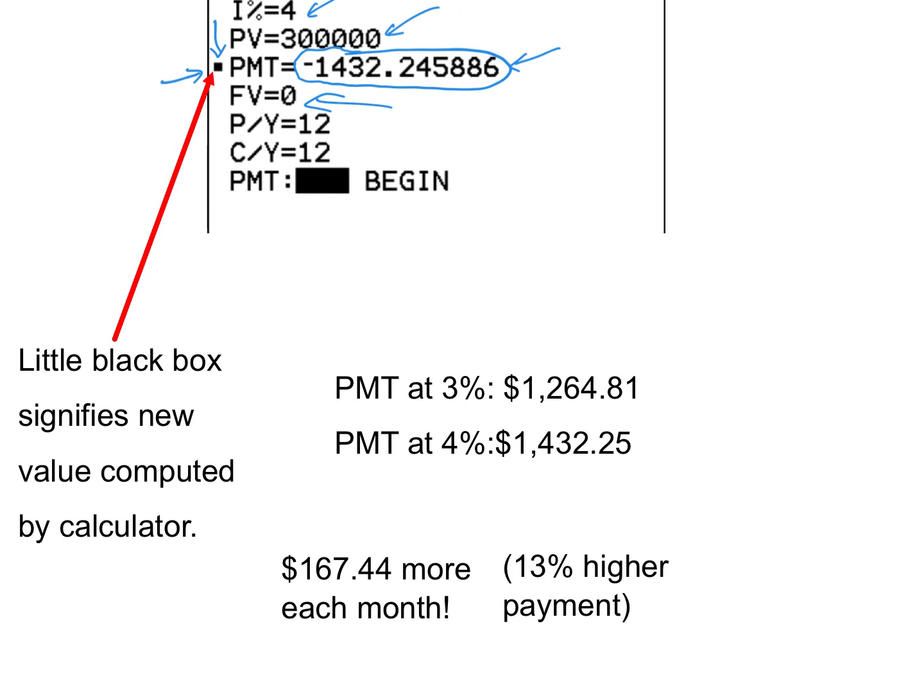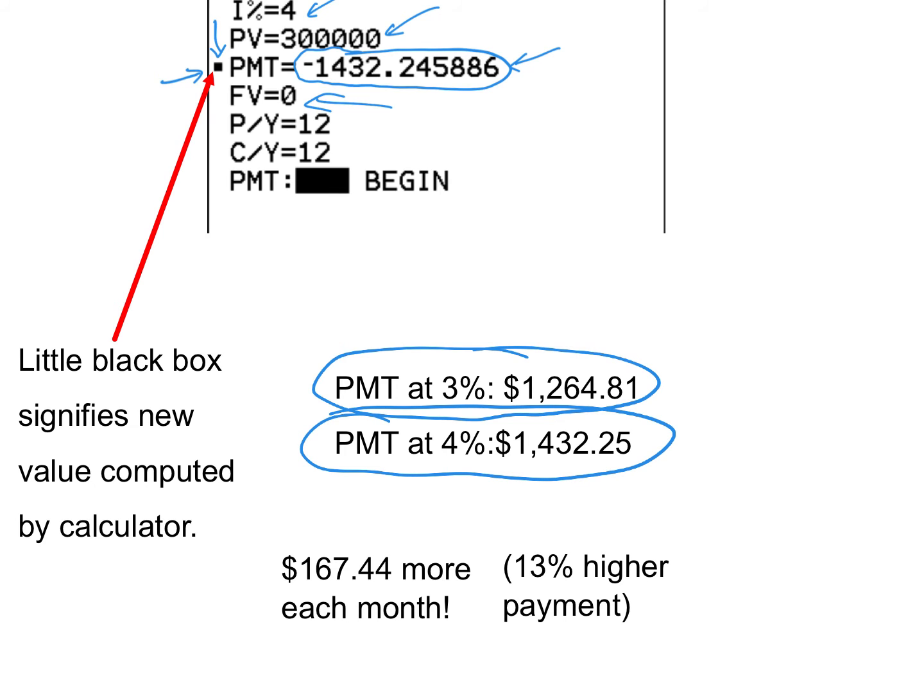All right, just a little side note, the payment at 3% was 1264. The payment at 4% is 1432. You can see why you really would much rather have a 3% loan than a 4% loan, because it's a lot more per month. It's $167.44 more per month. That's almost enough to make a payment on a small car, or a really big payment towards a cable bill, or that kind of thing. So that would be a big difference.